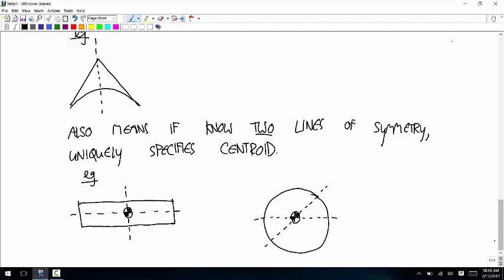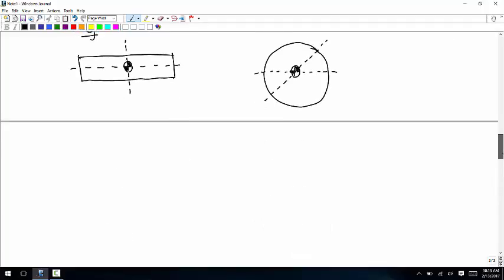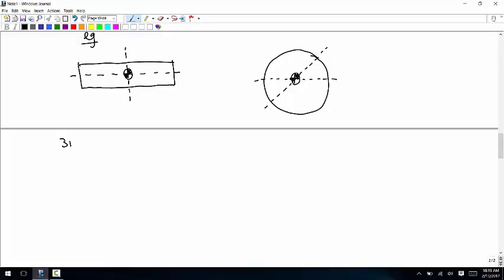In 3D, we're not going to do a lot of calculations in 3D, but in 3D, it can be lines of symmetry if it's like a revolution symmetry. I don't know what the words are for that. An axis of symmetry, right? But right, so the equivalent of lines of symmetry in 2D are planes of symmetry in 3D. So the centroid lies on any plane of symmetry.